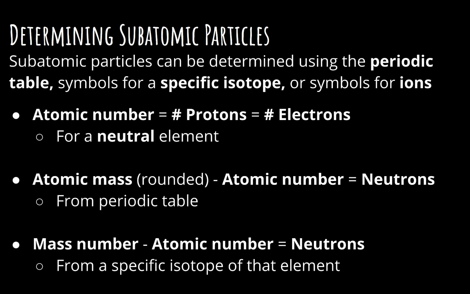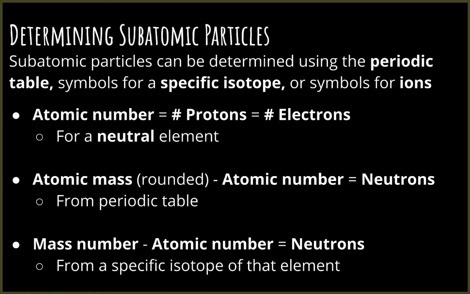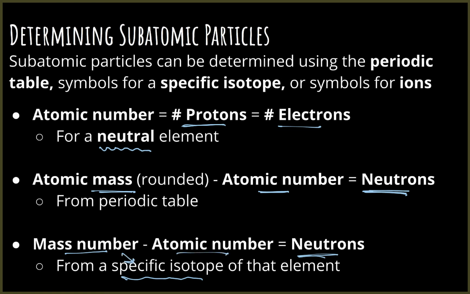If you know the atomic number, then that is equal to protons, which is equal to electrons, as long as the element is neutral, so as long as it doesn't have a charge next to it. To get neutrons, you're going to take the mass number, and if it comes from the periodic table, you're going to round it, minus the atomic number. If you have a specific isotope and you want neutrons, you're going to take the mass number for that isotope minus the atomic number. Again, we're going to do lots of practice with this.